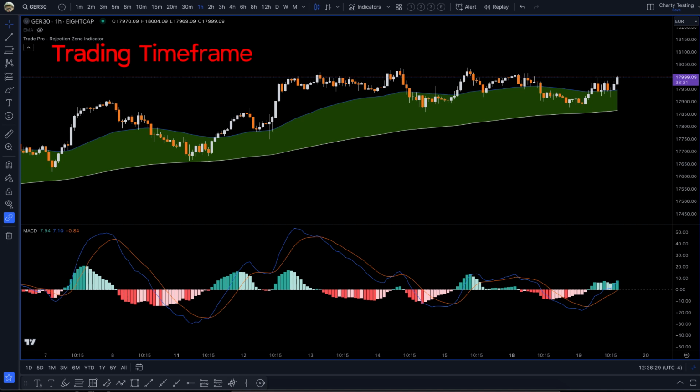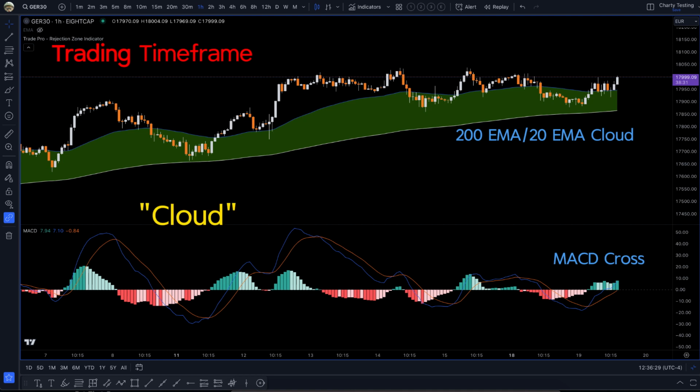And our final contender is a variation on the single time frame Classic, and it uses the 200 EMA along with a 20 EMA to form a cloud to confirm the trend, and a standard MACD crossover as the signal. For simplicity, we'll call this one Cloud.